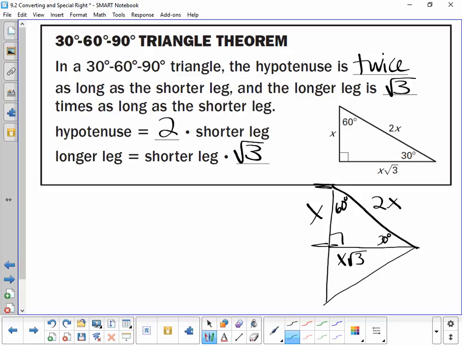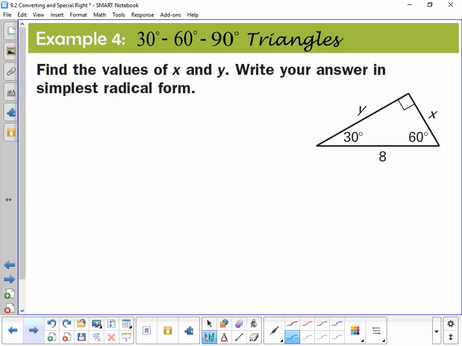This definitely is a more challenging pattern than the 45, 45, 90 pattern. But if you practice it a few times, you'll get the hang of it. So in this triangle, we have the hypotenuse is 8. Again, sometimes it helps me if I just picture that equilateral triangle. That helps me find and remember that this one's going to be 4. And then the other leg will be 4 root 3.